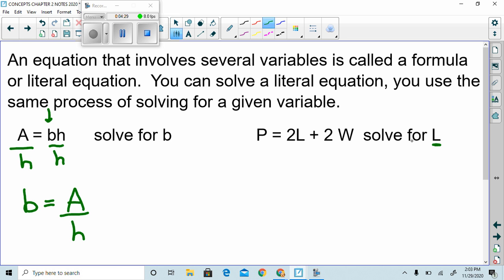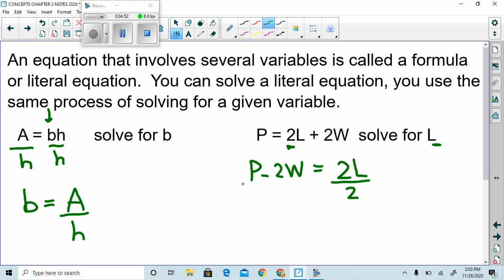Second one's a little bit more complicated. I'm solving for L, and L is right over there. So now let's take this, and the first thing I'm going to do is to subtract 2w on both sides. So we'll have p minus 2w is equal to 2 times the length. And if my goal is to get length by itself, I'm going to divide both sides by 2. So length is equal to the perimeter minus 2 times the w, which is the width, over 2. That can be simplified a little further, or you could just leave it like that.